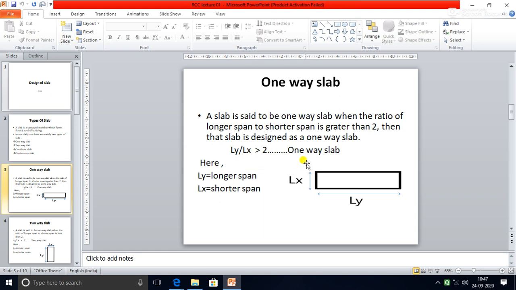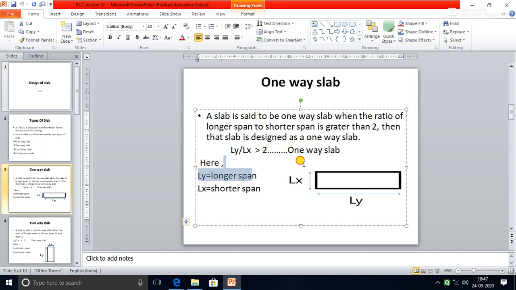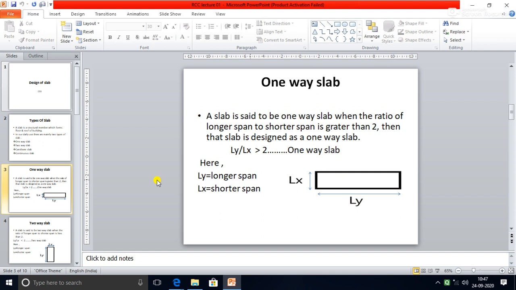So you have to remember, while designing any roof slab, you have to first determine the actual room sizes. In that you have to determine the longer span and shorter span, and if the longer to shorter span ratio is greater than 2, then that slab is designed as a one-way slab.